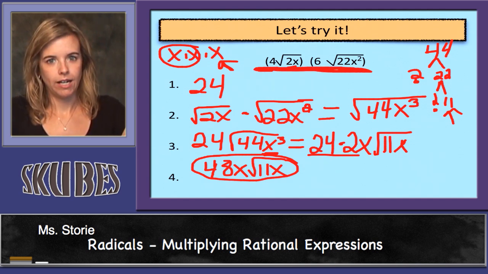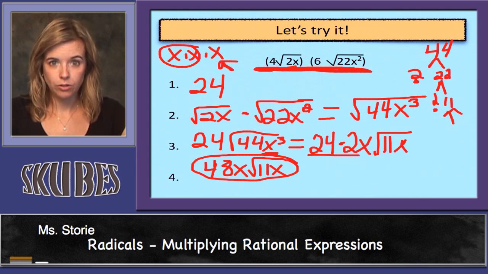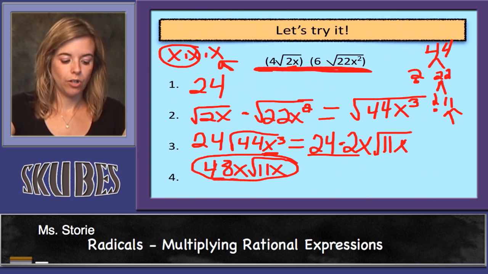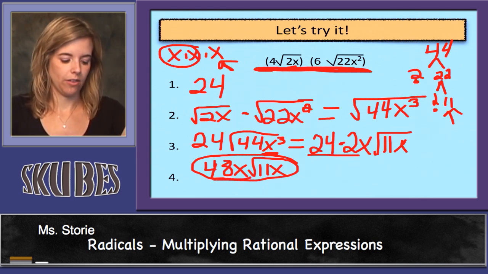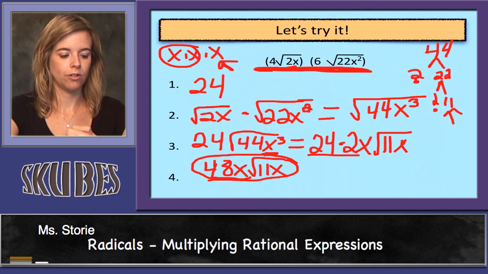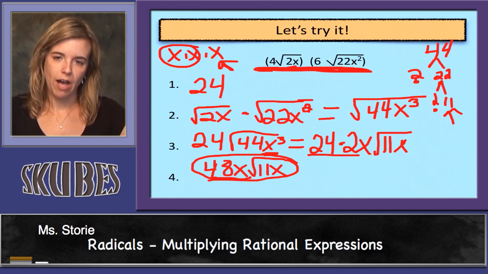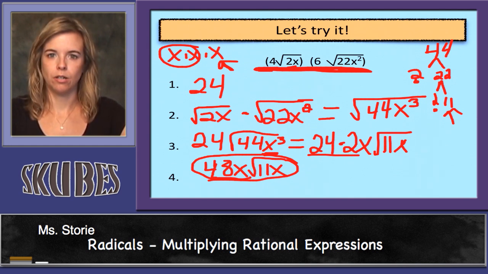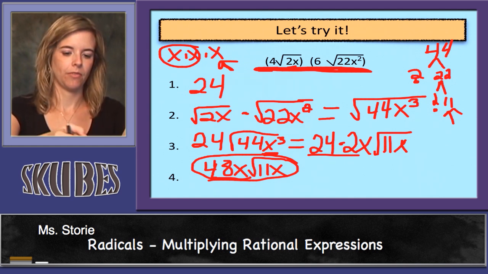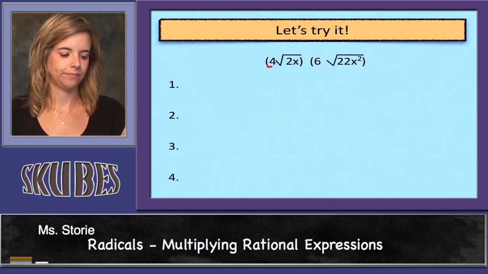Now, a quick way to look at it, just to see if you're even close to being correct, your answer should be larger than the two terms that you started with. 48x is a lot larger than 4 or 6, so that looks to be about right. Then you would go back and redo your prime factorization and double check your multiplication. Let's look at another example.